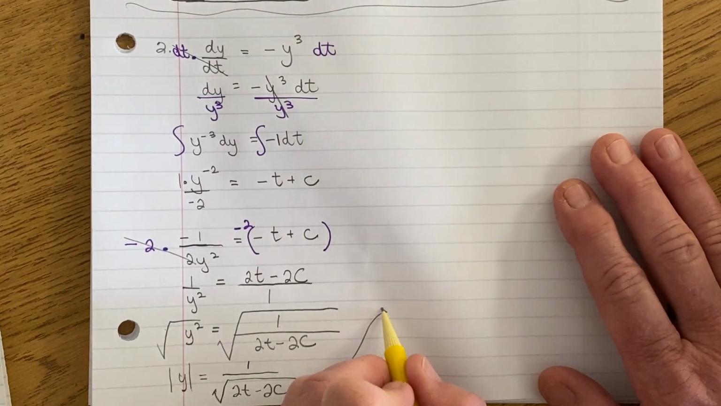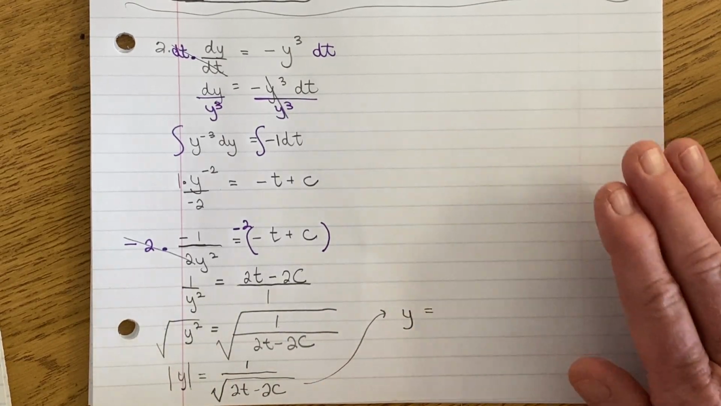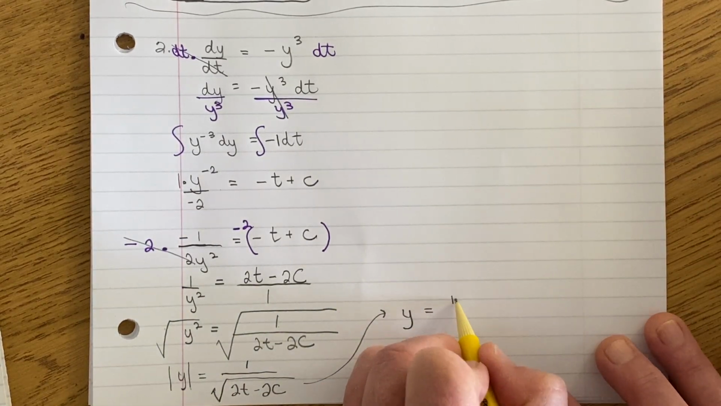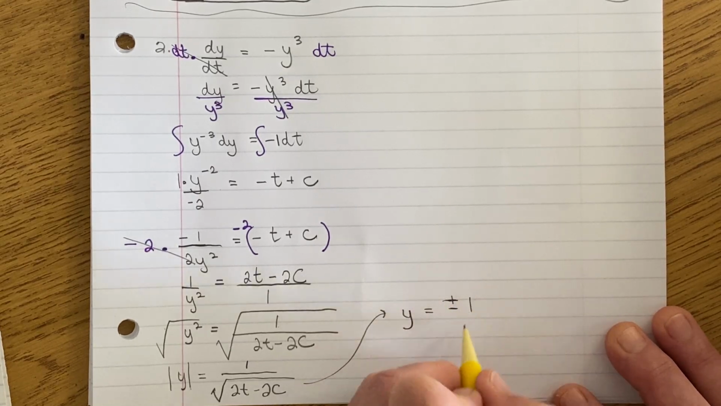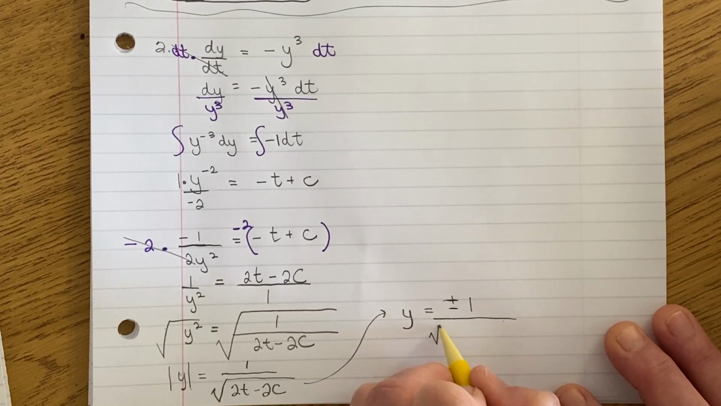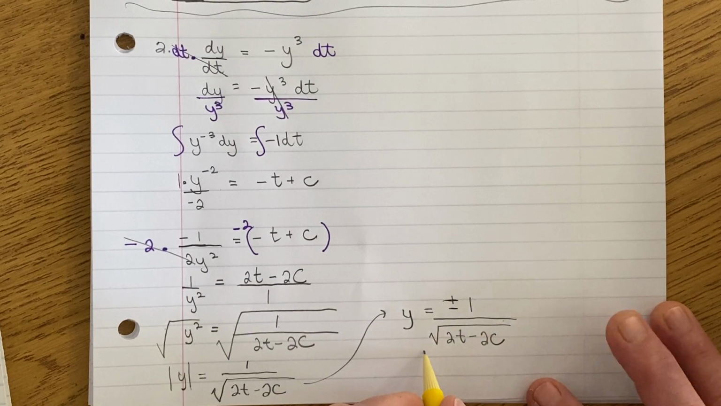And lastly, for this problem, we're going to remove the absolute value. So that means unless I know what the initial condition is, the ordered pair, I would have to just leave my answer in this format right here, plus minus 1 over the square root of 2t minus 2c.